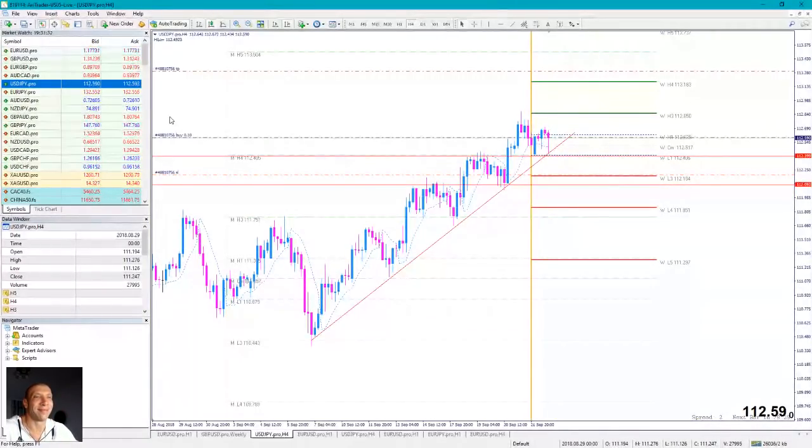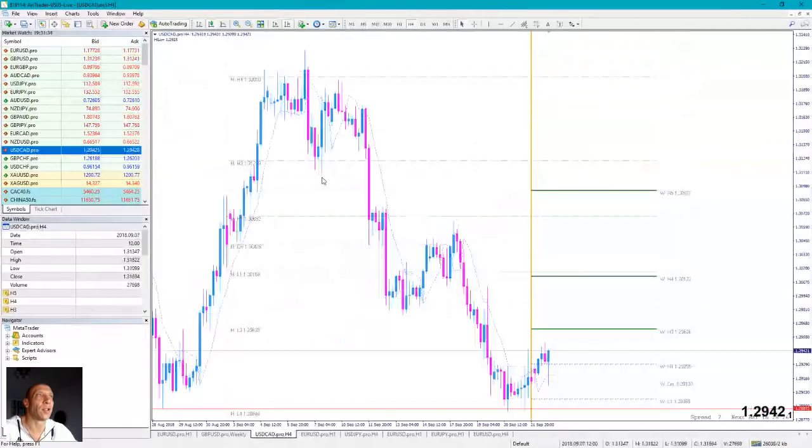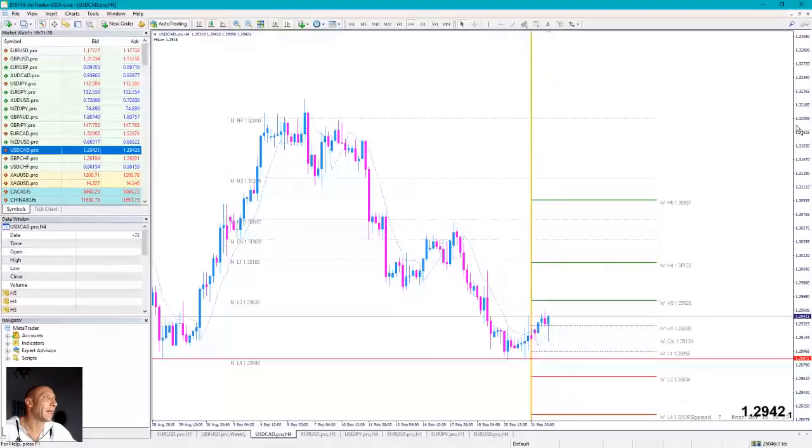No problem. Daniel is asking about the dollar CAD. Now it's a correction. And again, I think that it should hit weekly H3, maybe correct to this spot and then drop. This has bigger confluence than weekly H3. So this is correction now.